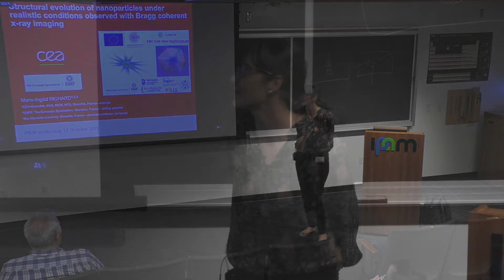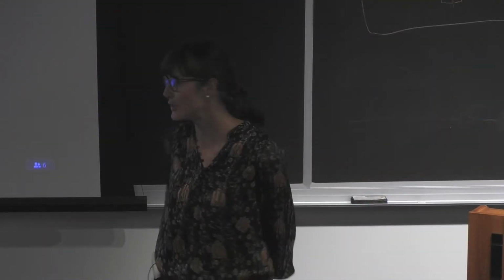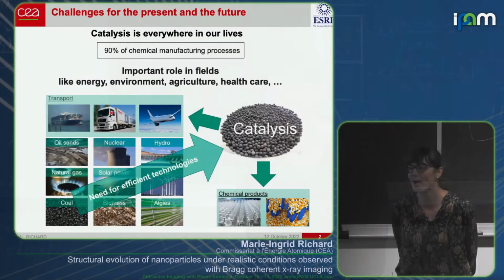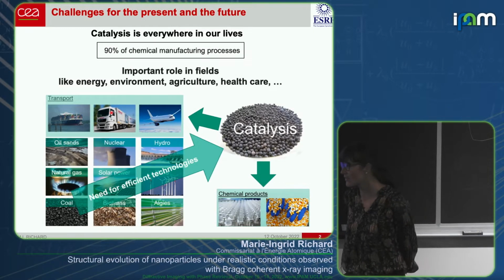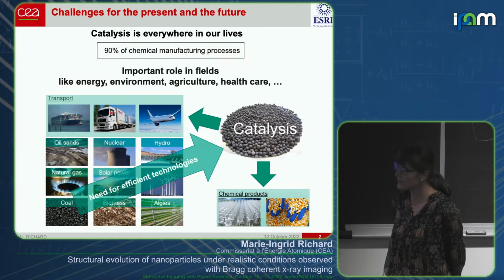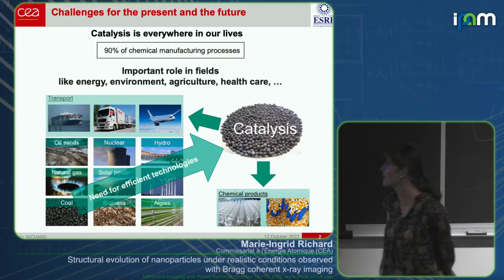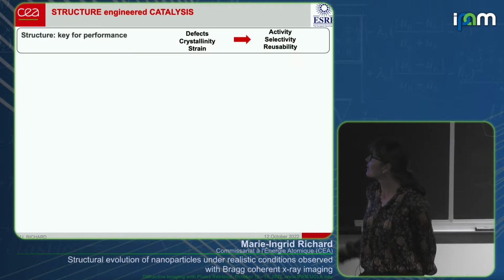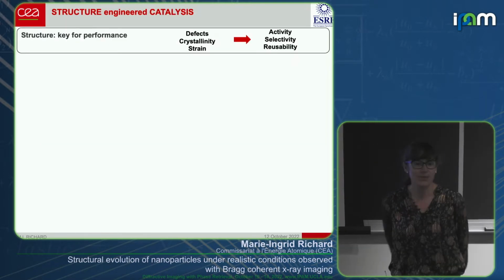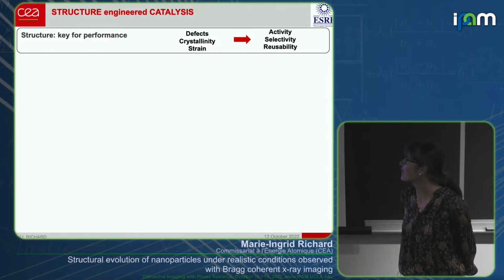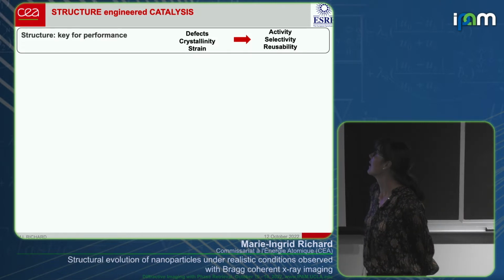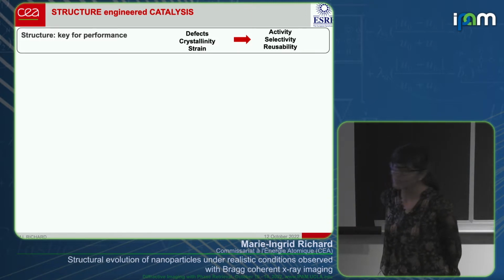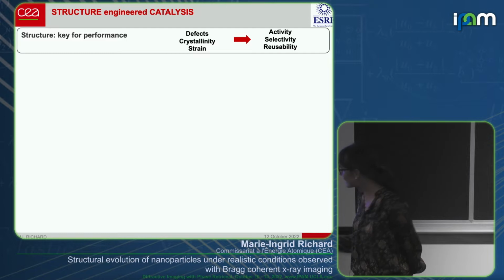So I will continue discussing Bragg coherent X-ray imaging today and apply it to catalysis. Catalysis is everywhere in our lives. It's about 90% of chemical manufacturing processes, and it has an important role in fields like energy, environment, agriculture, healthcare. It's now quite well understood that the structure, meaning the defects, crystallinity, and strain, can be key for the performance of a nanocatalyst, meaning the activity, selectivity, and reusability.